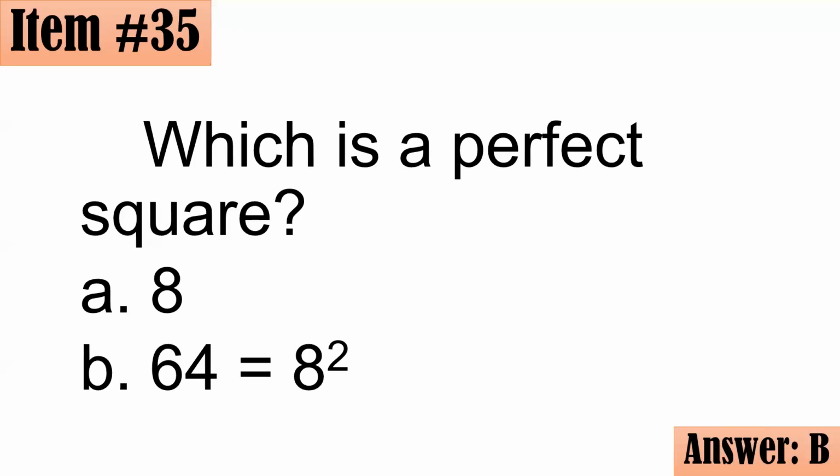When we say perfect square, we are talking about natural numbers. 64 is actually a perfect square because it can be expressed as the square of 8, or 8 times 8. If you multiply a natural number by itself, the resulting number is a perfect square. Letter B. 8 is not a perfect square, but it is a perfect cube.